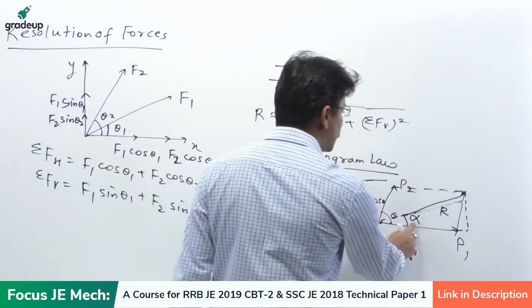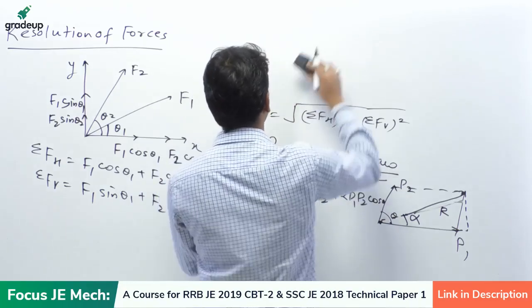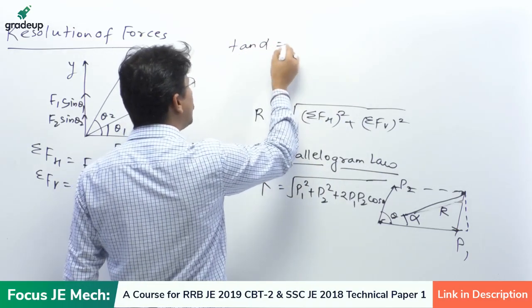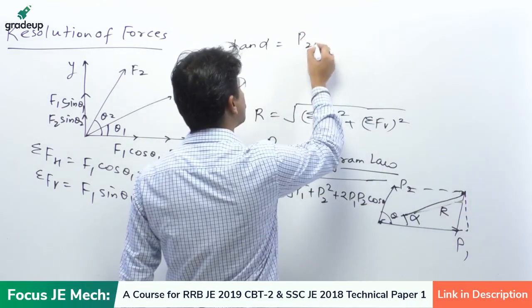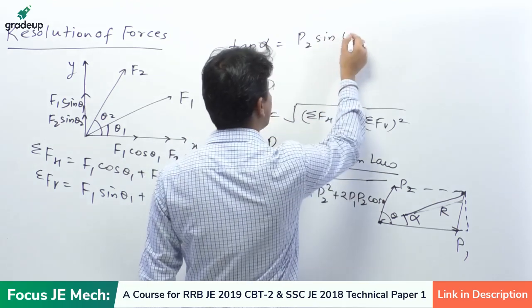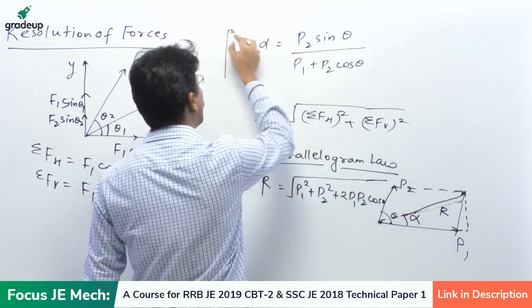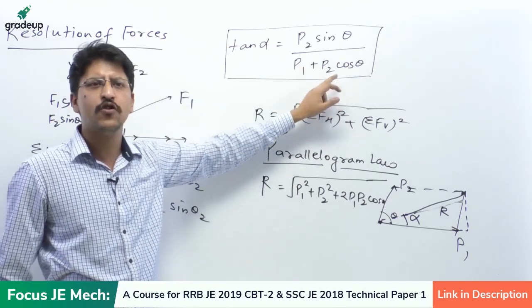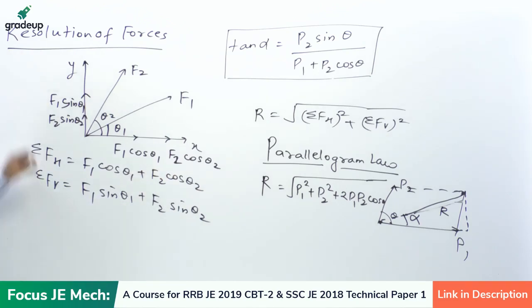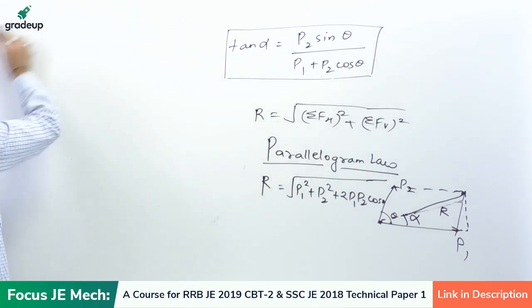Now if this resultant is inclined at an angle of alpha from the force P1, then tan alpha is given by P2 sin theta divided by P1 plus P2 cos theta. By this you can find the angle at which your resultant lies with the horizontal axis or with the force P1. This is very important. This resolution of forces is also very important. Clear everyone? Now moving ahead from this chapter, that is types of forces and laws.